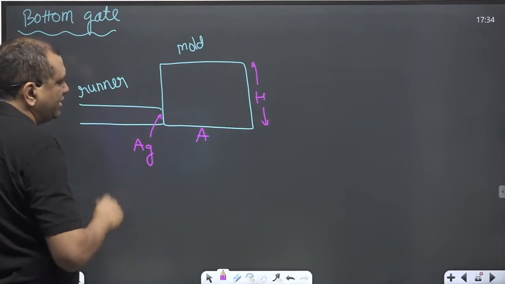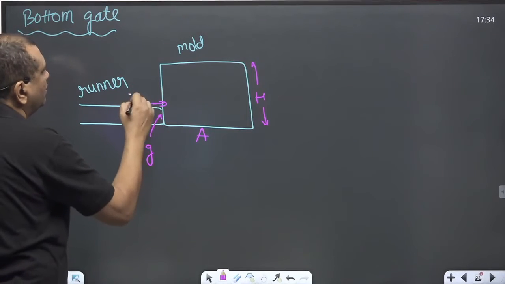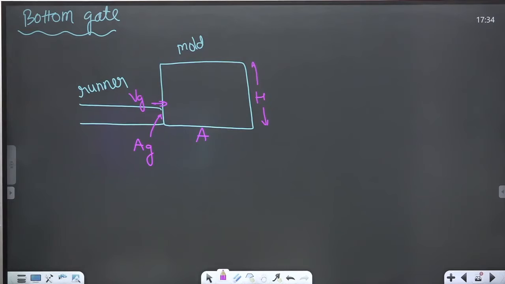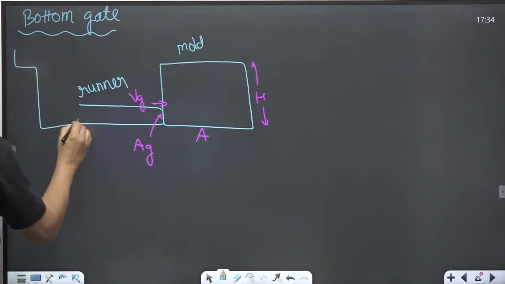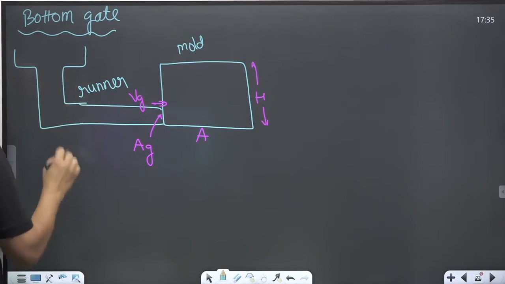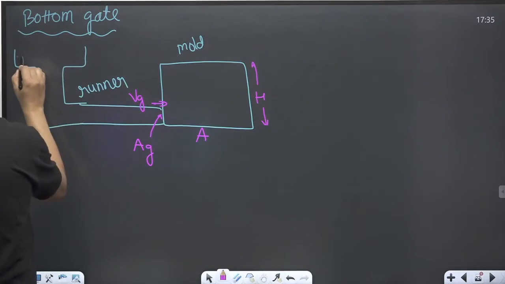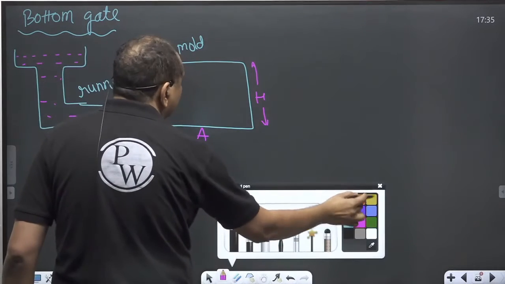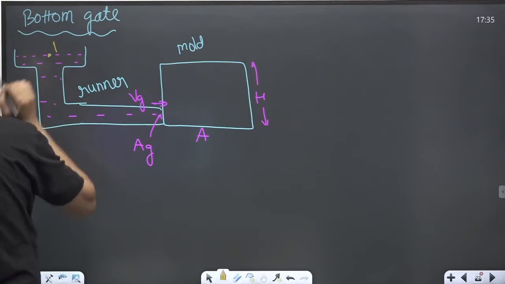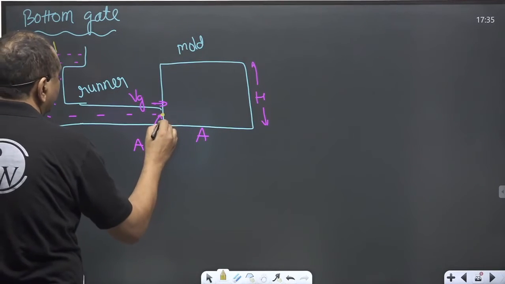Ag is the gate area. Vg is the velocity with which liquid metal is entering into the mold cavity. Let us say this point is 1, this point is 2.